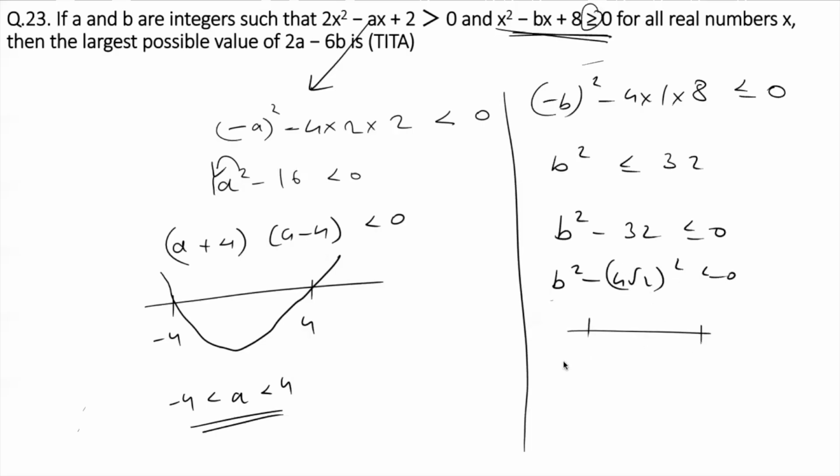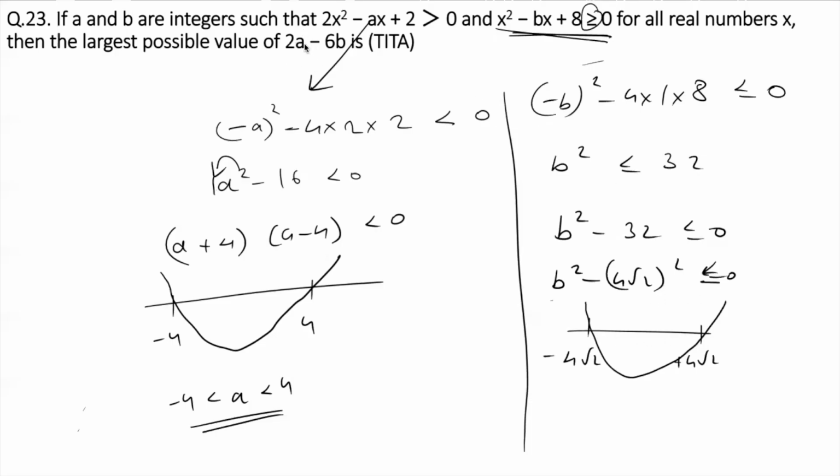Same logic now. Minus 4 root 2 with a negative sign and plus 4 root 2 with a plus sign, and b will lie in between them. Less than or equal to 0 means b can also be equal to these two values. But since b is an integer, b will have to take some integer value in between them, right?